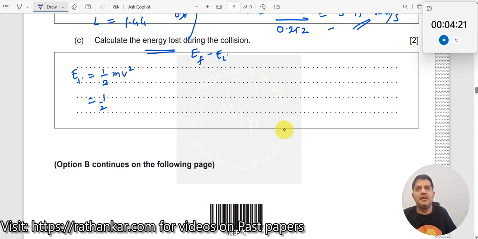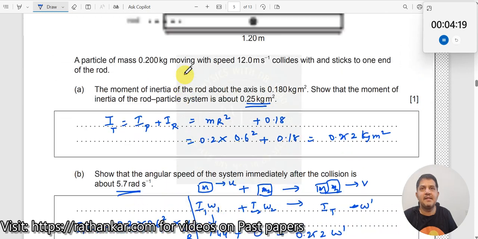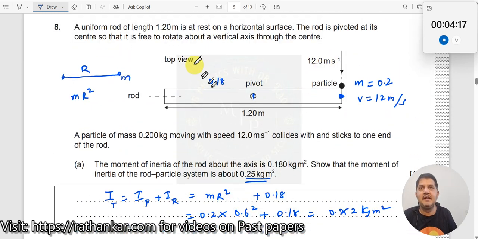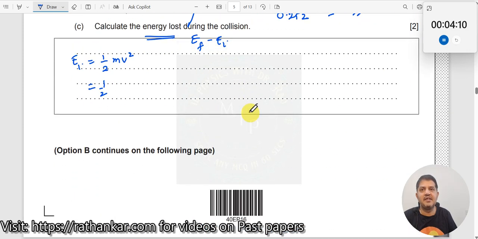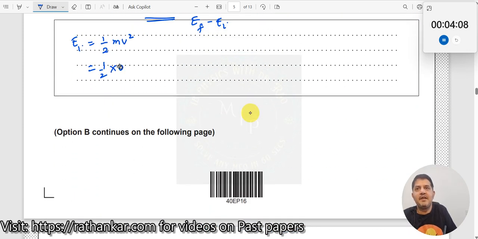Which should be half into, what is the value of m? Mass of the particle. Is it given? Mass of the particle is 0.2 kg here, and velocity is 12 over here. Let us take that value. So this should be half into 0.2 multiplied by 12 square, which should be 2 ones are, here goes off, 0.1 multiplied by 144, which should be equal to 14.4 joules. This is what I get.